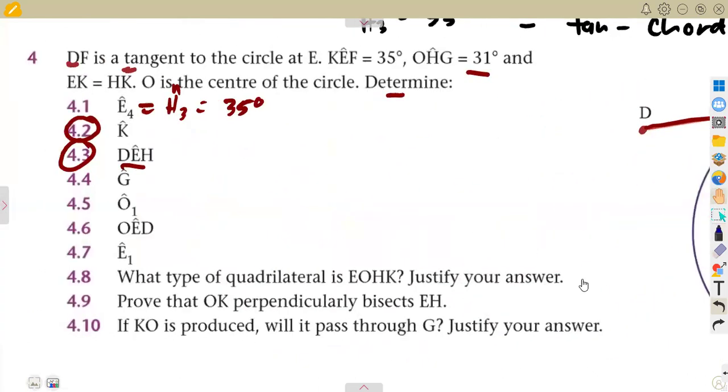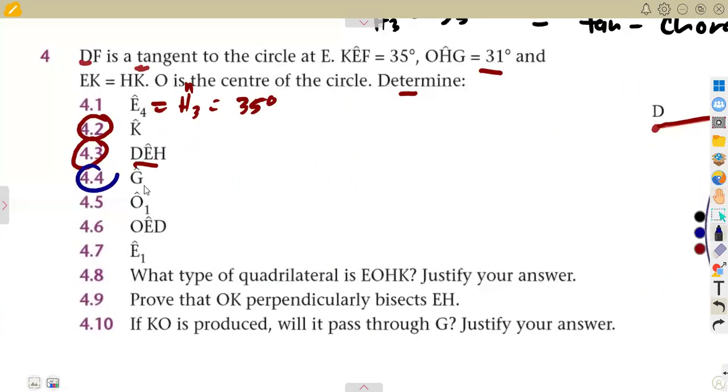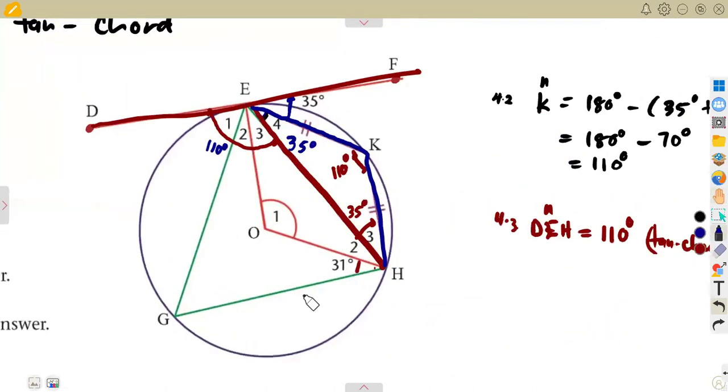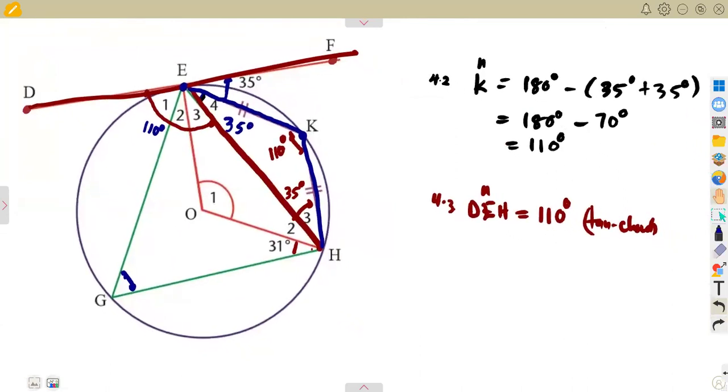Let us consider 4.4, which is to determine the angle G. All right, angle G is at this point here. This is our angle G. So if you consider from E to K to H to G, these 4 points are on the circumference of a circle. All of these 4 points. So this is a cyclic quadrilateral.